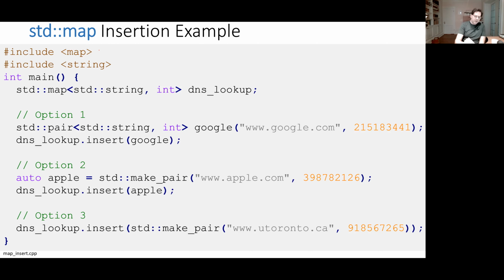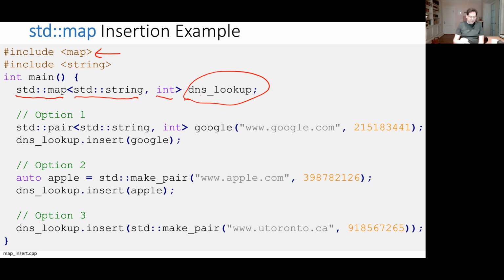We have to include a new header file. So we include the map header file to get at this binary search tree. The first thing I need to do is declare my binary search tree. I'm using a binary search tree, so a map, and I have to say what I'm going to put in it. So I give it 2 types: a string for the key and an integer for the value, and then like any other variable, I give it a name. I'm going to call it DNS lookup.